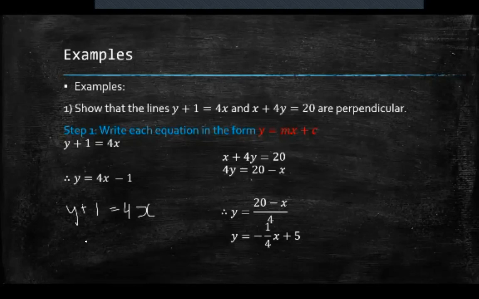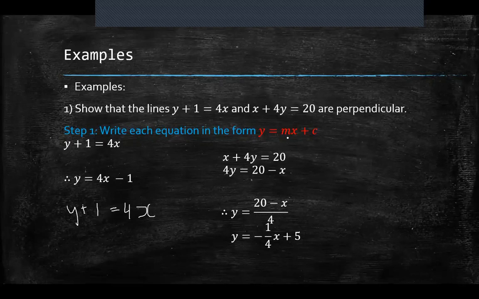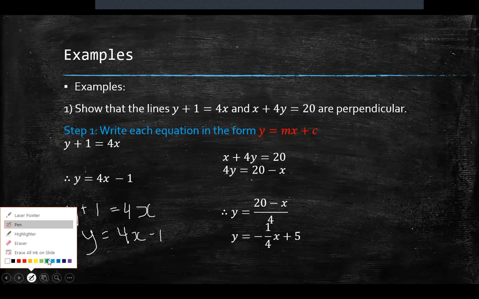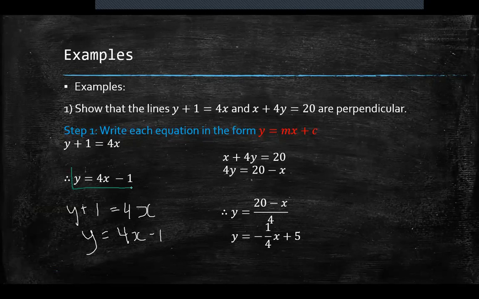We transpose because we're trying to make y the subject of the formula to get it in this form. So y is equal to 4x, with -1 on both sides, so this becomes 4x minus 1. And that's why our first equation is this. Everybody understands that? Yes, miss. Okay, next one.